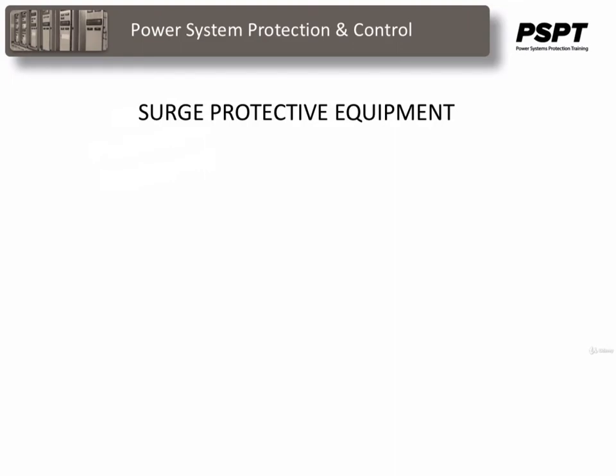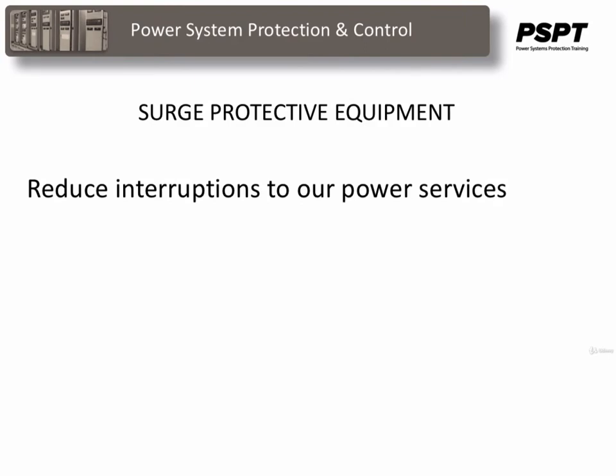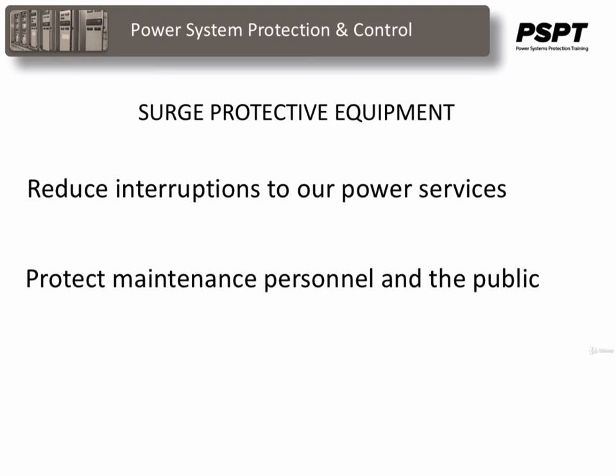The function of surge protective equipment is to reduce interruptions to our power service by discharging voltage surges initiated through lightning, switching, or other disturbances, and to protect maintenance personnel and the public, and to prevent or lessen damage to valuable electrical equipment.